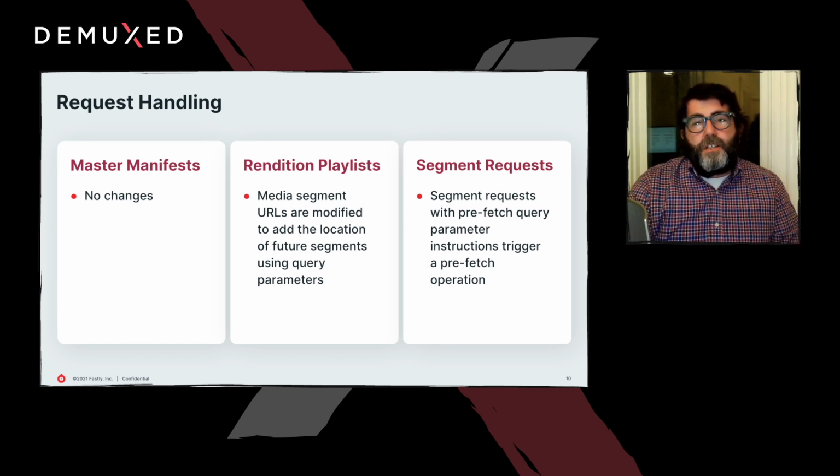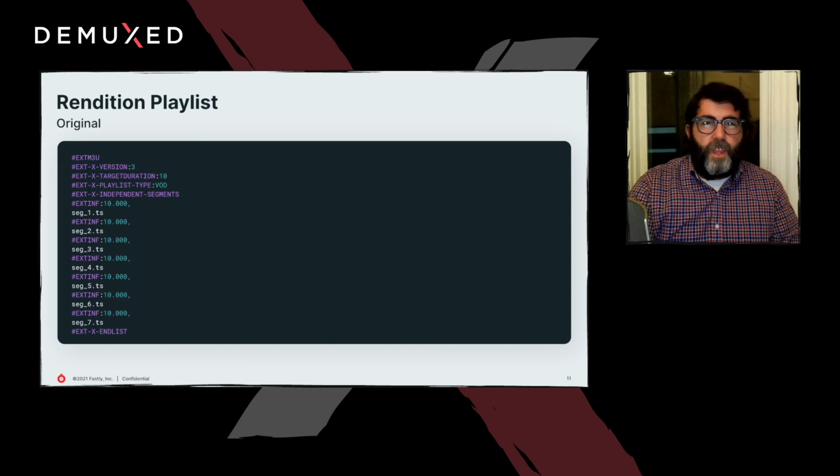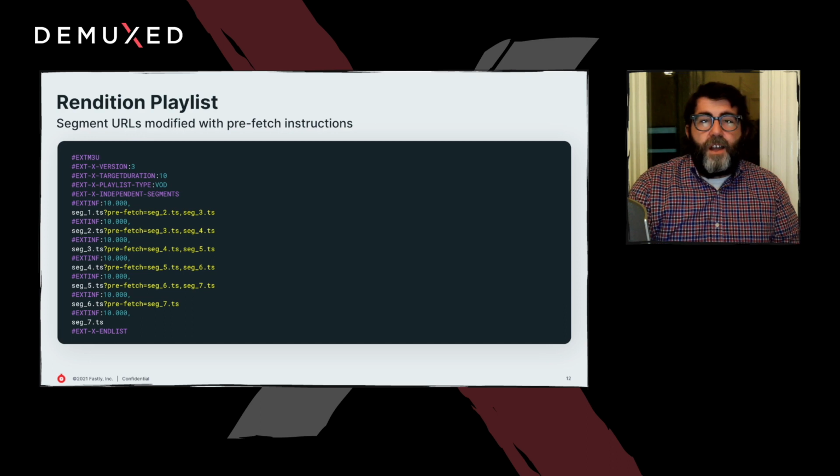No master manifest changes are required. In the rendition playlist, we'll modify segment URLs with prefetch instructions using query parameters. For a segment request, when those query parameters are encountered, it triggers a prefetch operation in the edge app. Here is a typical rendition playlist. The file names of the next two segments are added to each segment's URL using query parameters. Because we're relying on query parameters, this is compatible with all existing media players.